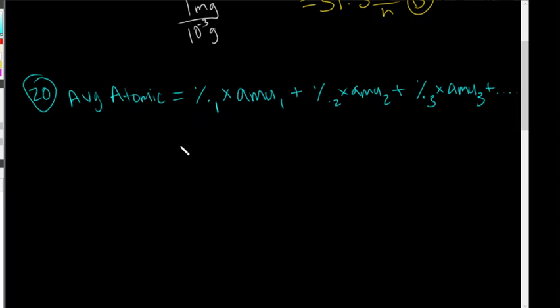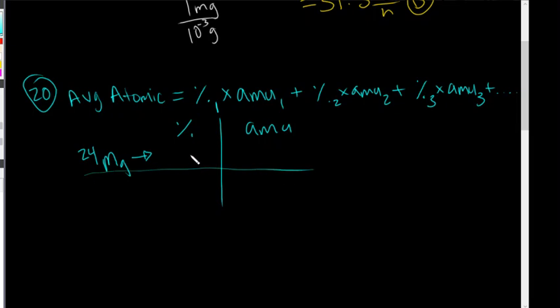So for our isotope 1, that's going to be magnesium 24. We'll make a little table here, and AMU, split that down the middle. Its percentage is, it looks like, 78.99. So as a decimal, that percentage would be 0.7899. You just take the number and divide by 100. And its atomic mass is 23.9850.